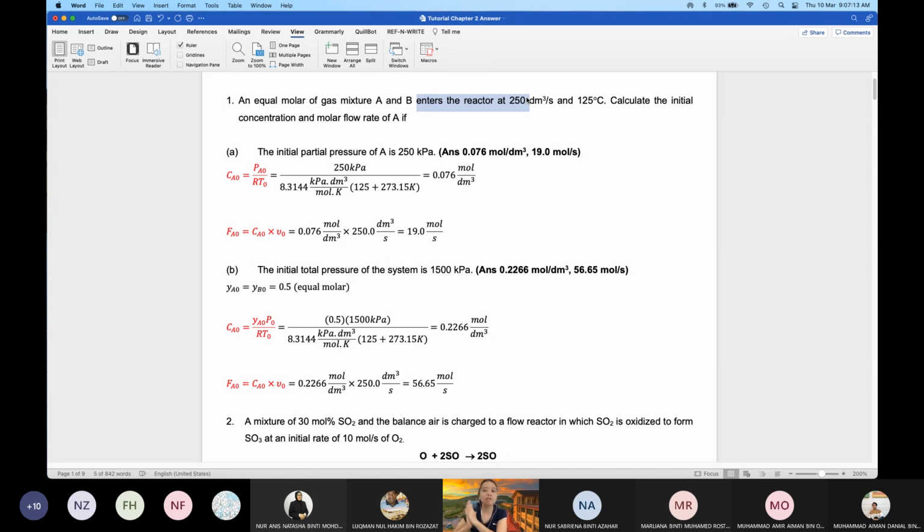So far we have a few pieces of information. The initial mole fraction of A equals the initial mole fraction of B, equals 0.5. Second, we know the initial volumetric flow rate is 250 dm cubed per second. Next, temperature 125 Celsius. Celsius you already know, it's definitely temperature.